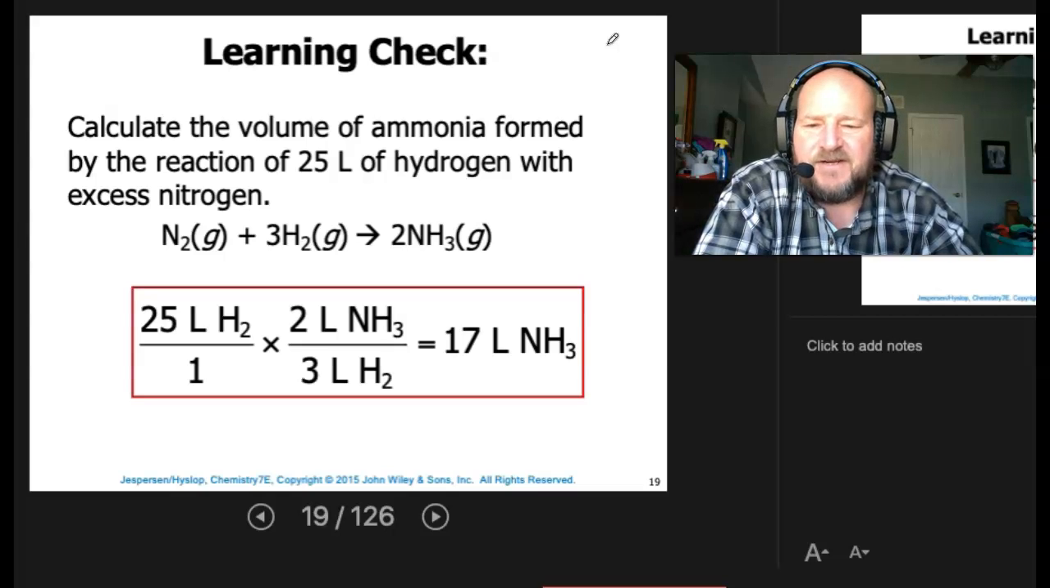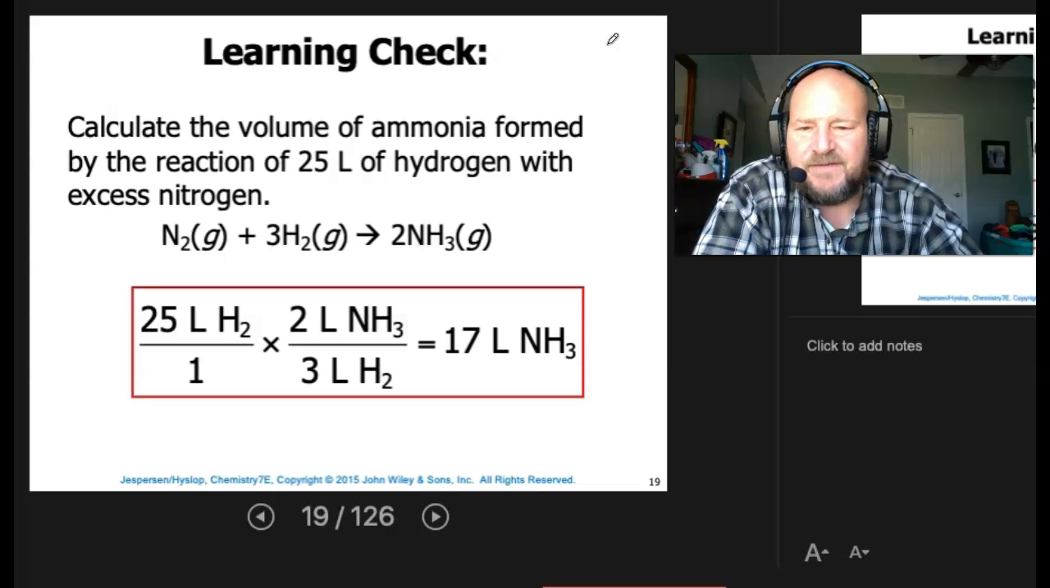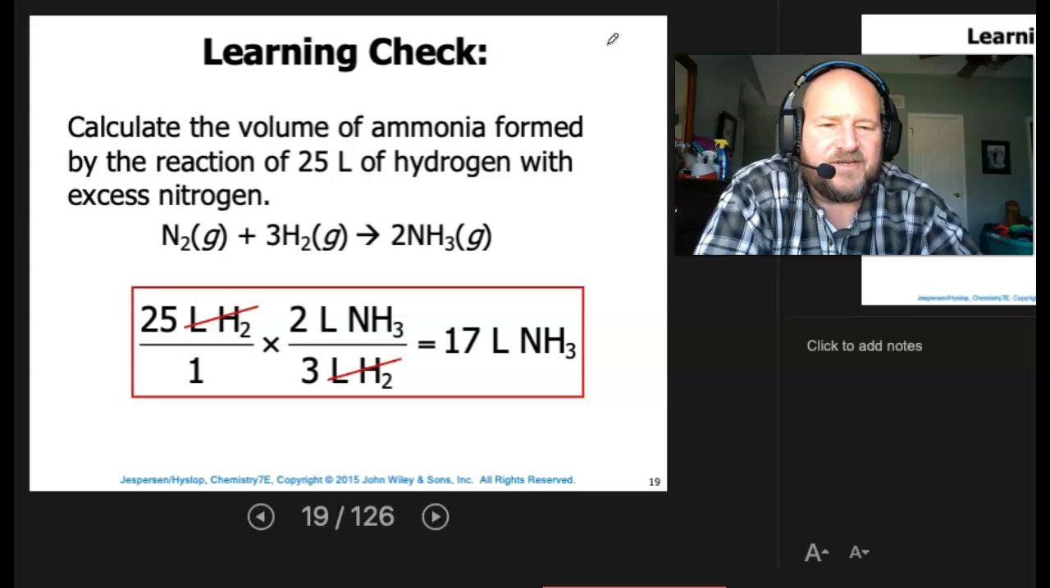So we have 25 liters of hydrogen times 2 units of ammonia for every 3 units of hydrogen. Based on the coefficients, that gives us 17 liters. Liters of hydrogen will cancel out, and we're left with liters of ammonia.